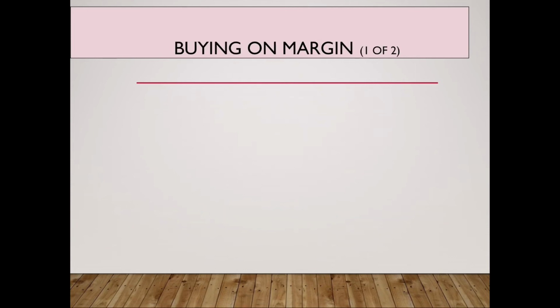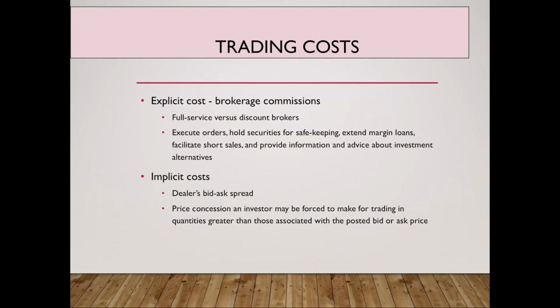And then we also have what is called price impact. Price impact is the price concession an investor may be forced to make for trading in quantities greater than those associated with the posted bid or ask price. Once again, I mentioned this briefly earlier on. Your entire purchase may not be able to be made at the best bid price or ask price, depending on if you're buying or selling. So let's say the ask price is $1.67 for 100 shares. Let's say you want to purchase 200, so you're not going to be able to fulfill your entire 200 share order at the best $1.67 ask price. You may have to spend $1.69 to finish off the next 100 shares that you're looking to purchase.